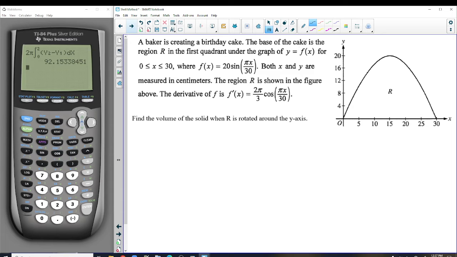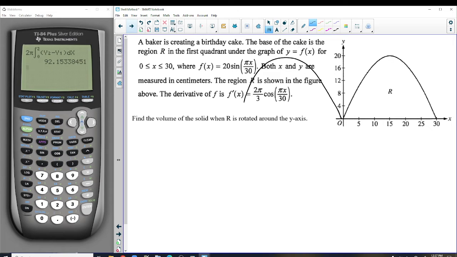A baker is creating a birthday cake. The base of the cake is the region R in the first quadrant under the graph of y equals f of x for 0 to 30, and they give you f of x. Both x and y are measured in centimeters. The region R is shown in the figure above. The derivative of f is the following. Find the volume of the solid when R is rotated around the y-axis.